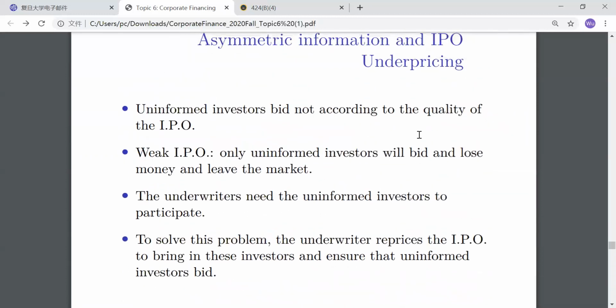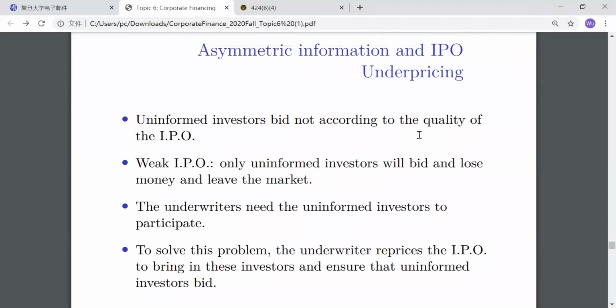Okay? And another explanation of IPO underpricing has something to do with asymmetric information. Because in this market, there are informed investors, like institutional investors. There are also a bunch of uninformed investors, like retail investors, right? But they don't bid according to the quality of the IPO, meaning that they don't buy the IPO stock according to the quality because they don't know the true quality of the IPO. So if you have a weak IPO, then there will be only uninformed investor bids, right? And then they lose money and leave the market. So that's a weak IPO.